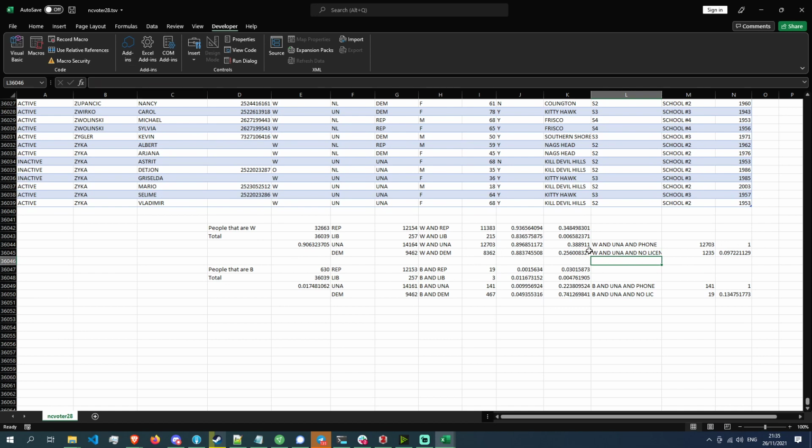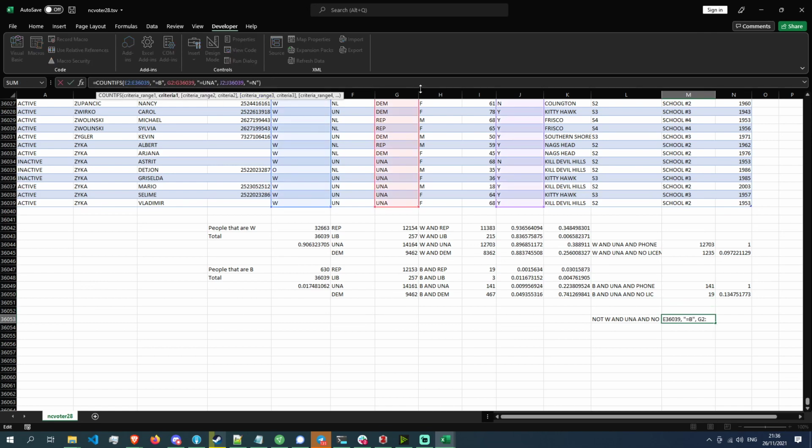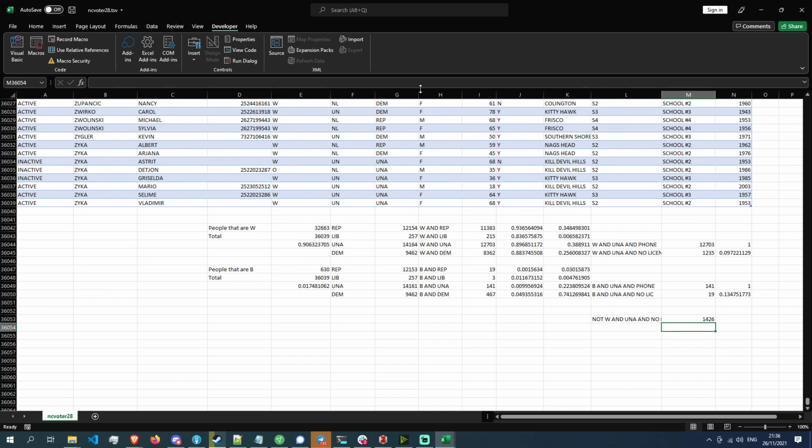Let's just say, hey, anyone who is not white is unaffiliated and has no license. Let's go with that. Okay, and we'll shove these statistics again. But okay, let's go here. More statistics. No license. We'll go with not equal B. UNA equals no. 1,426 people.